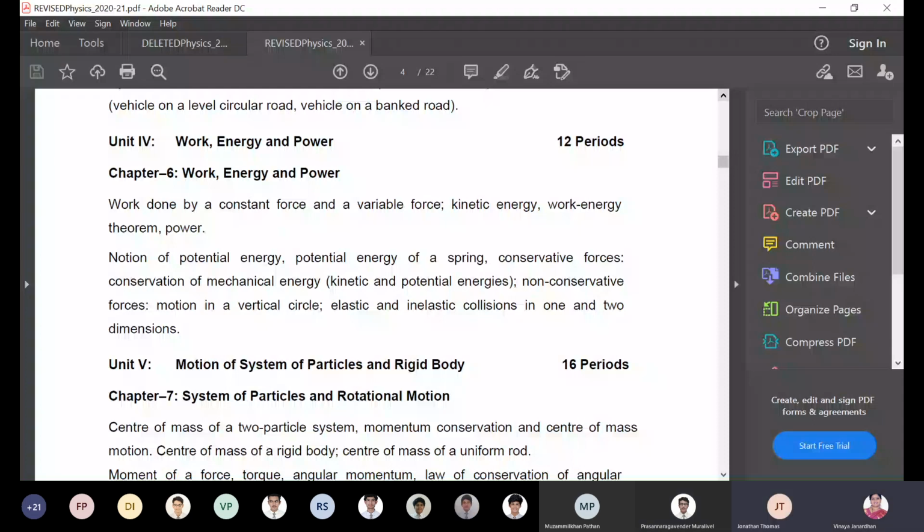Ma'am, for the log table, are we allowed to keep a sheet of paper or the practical textbook beside us? Yeah, you need to have it, boys. Okay, ma'am.